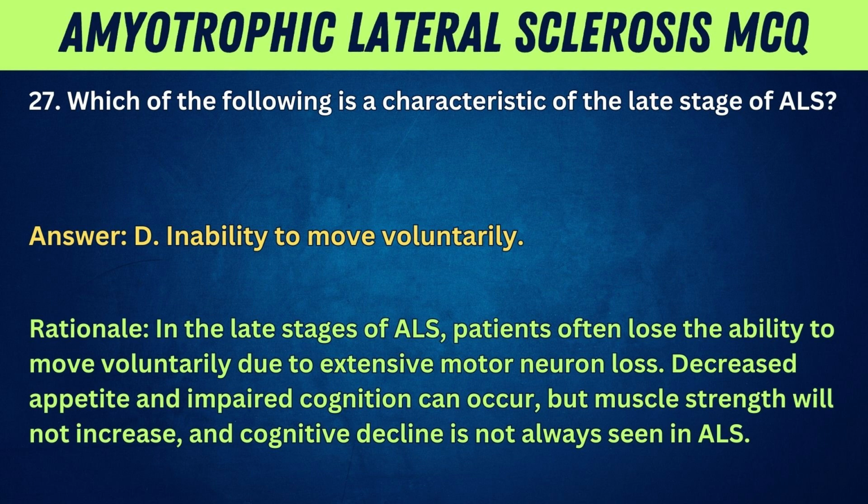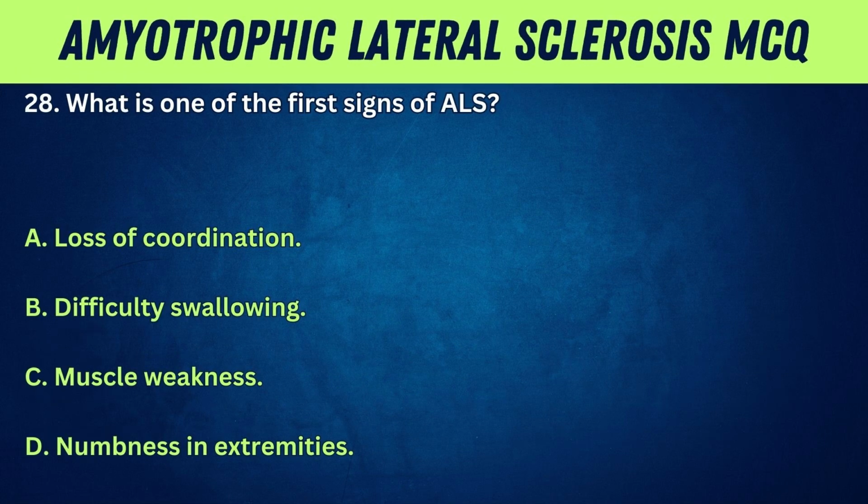Rationale: in the late stages of ALS, patients often lose the ability to move voluntarily due to extensive motor neuron loss. Decreased appetite and impaired cognition can occur, but muscle strength will not increase, and cognitive decline is not always seen in ALS.